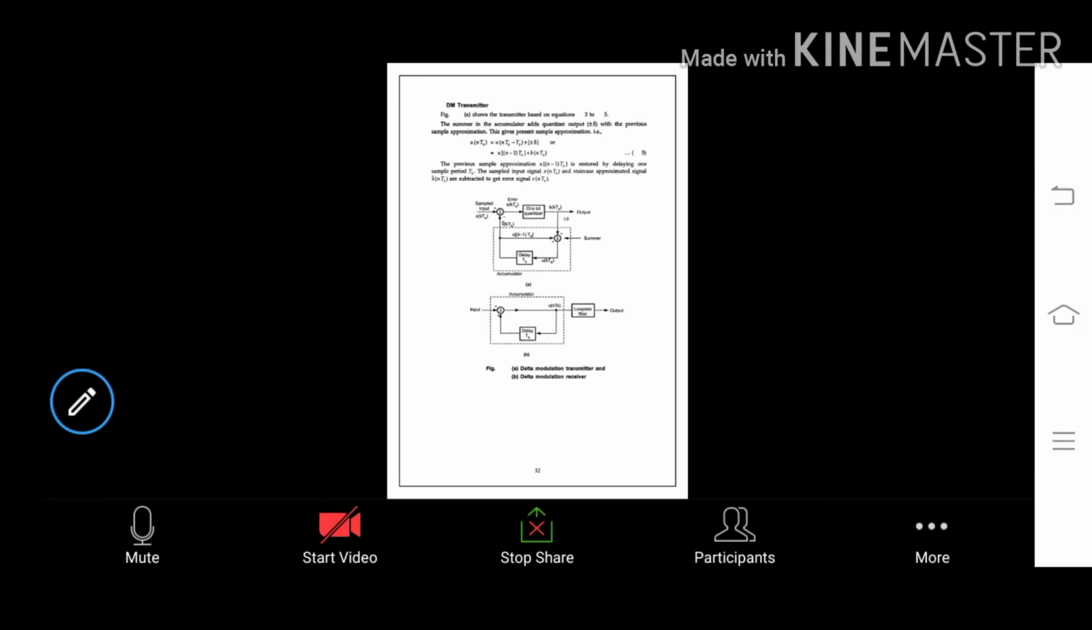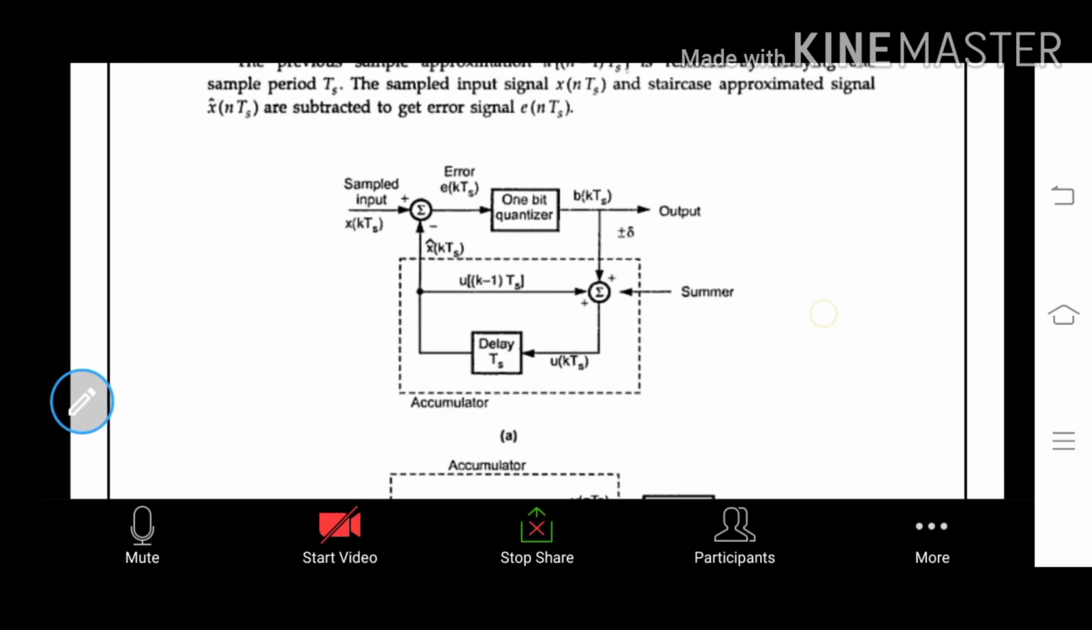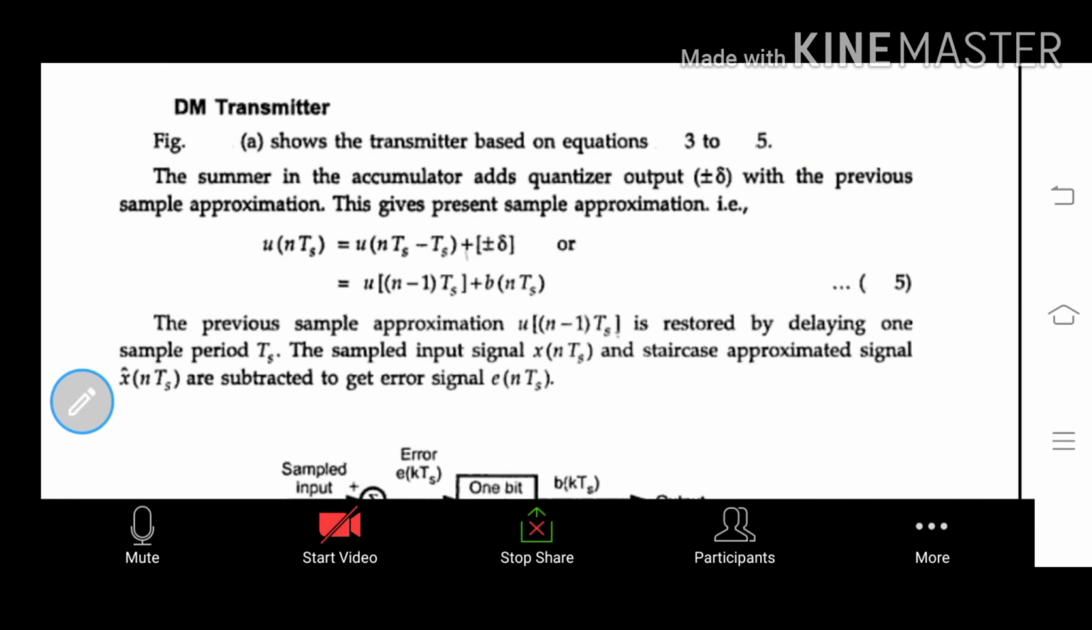Now we continue with the transmitter of the delta modulation. How do we define the transmitter of the delta modulation? Here we observe plus or minus delta added to the previous sample approximation, giving the present sample signal, that is, u of nTs, the adding of plus delta. We are adding the continuous u of n, where u of n is a step signal, the unit sample signal. Here we add the plus and minus delta signal.